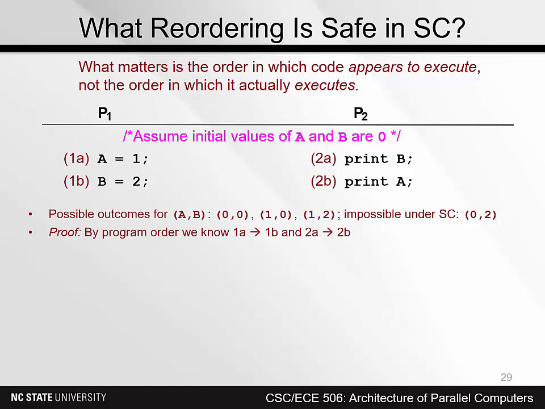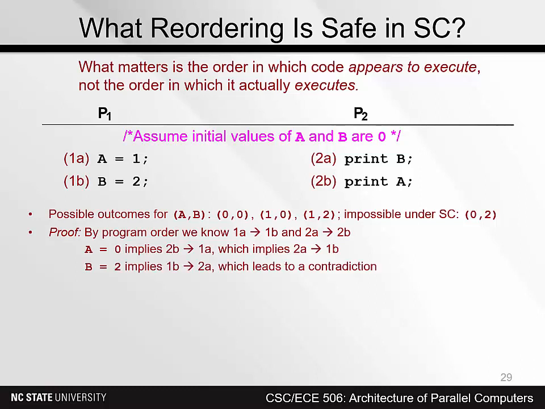By program order, we know that 1A precedes 1B and 2A precedes 2B. A equals 0 implies 2B precedes 1A, and by transitivity, this implies 2A precedes 1B. But B equals 2 implies 1B precedes 2A, which leads to a contradiction.